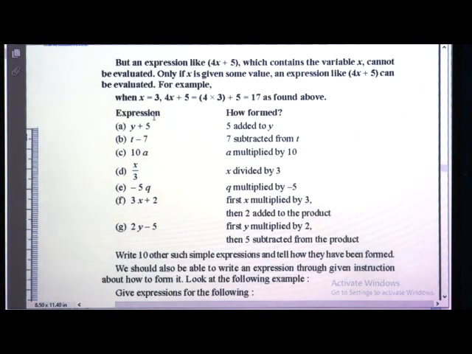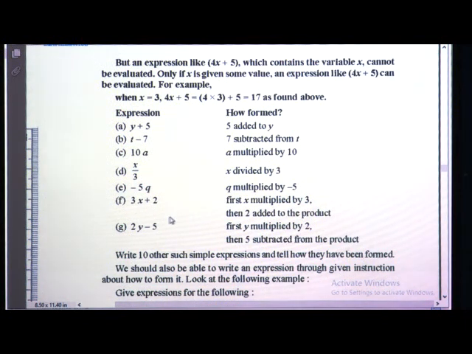Next, how expressions are formed. y plus 5. The expression is already given here. We need to write how it is formed. So, we can write 5 added to y. Then t minus 7: 7 subtracted from t. Then 10a: a multiplied by 10. Then x by 3: x divided by 3. Then minus 5q: q multiplied by minus 5.